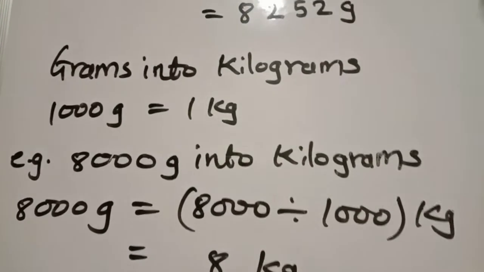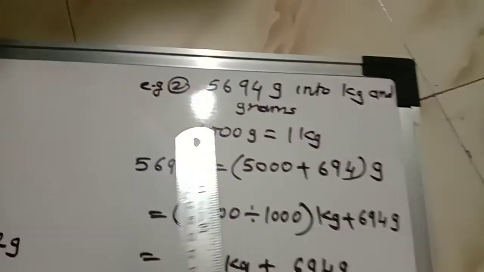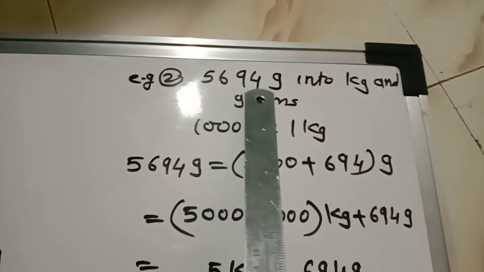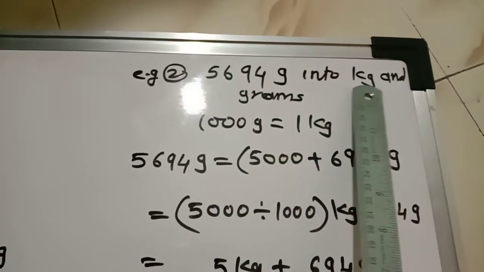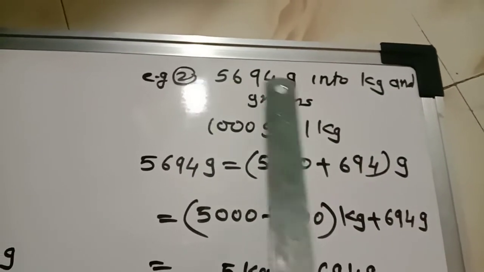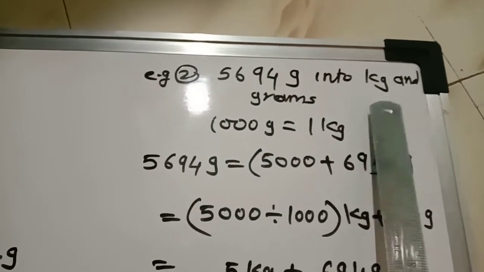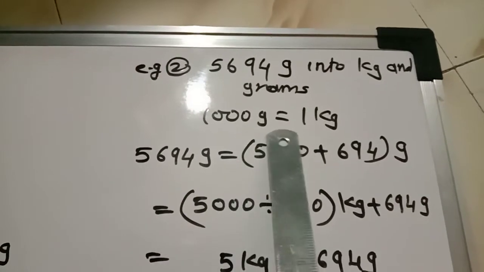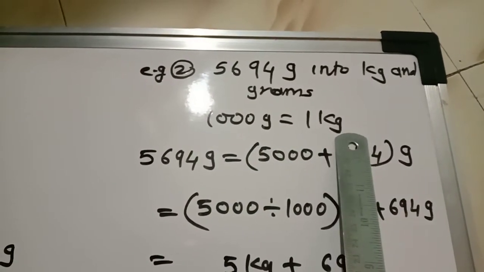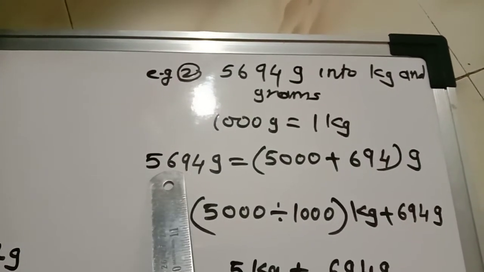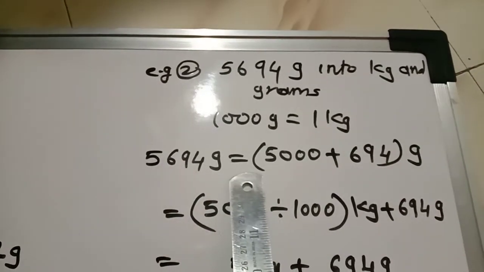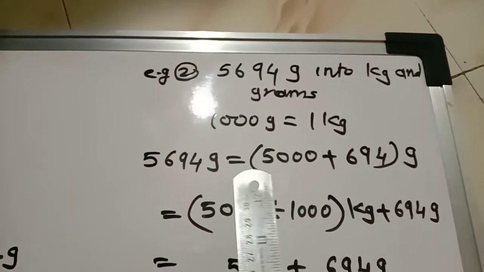Okay. Now next problem here. 5694 gram into kilogram and gram. You have to convert this into kilogram and gram. So 1000 gram is equal to 1 kilogram. That is, 5694 gram. You have to convert into kilogram and gram.